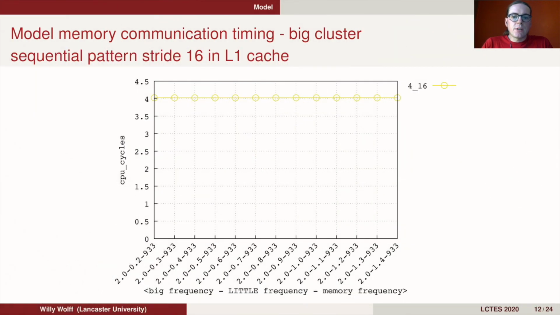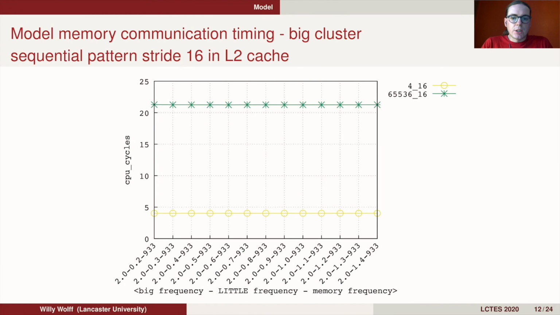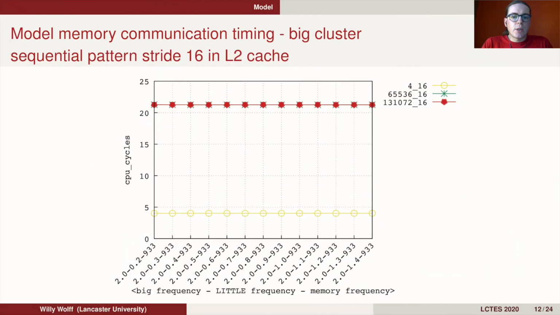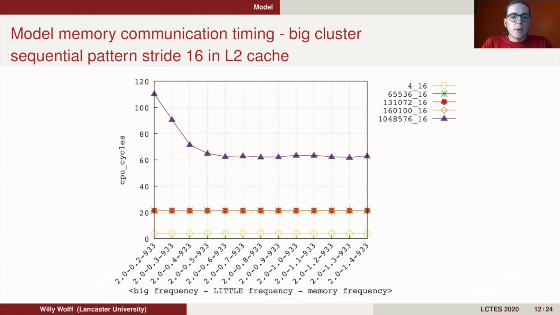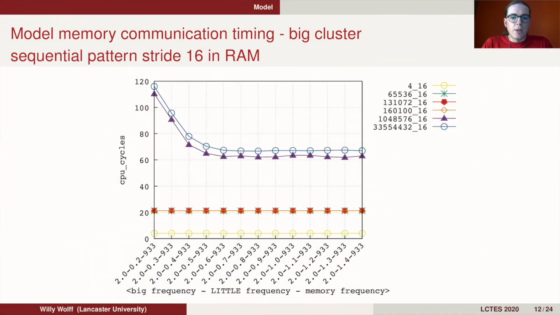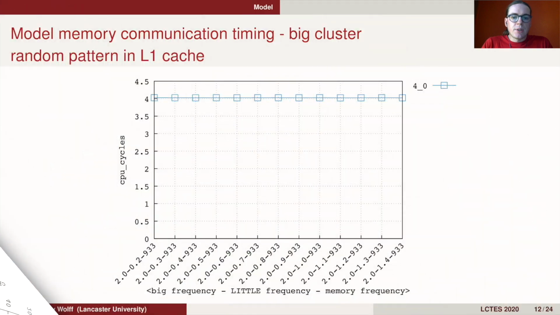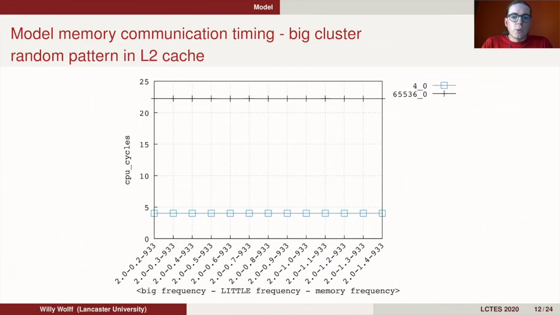Changing the pattern to a sequential stride of 16, we are still fine in L1 cache, but as we keep increasing and touch the L2 cache, the latency is greatly increased but still nothing to notice. However, when we touch the main memory, we start to see some extra latency with low frequency on the idle cluster because of the snoop mechanism. Here we can see that we could have a 50% slowdown from the highest frequency to the lowest frequency. The random pattern shows the same behavior when we start touching RAM.